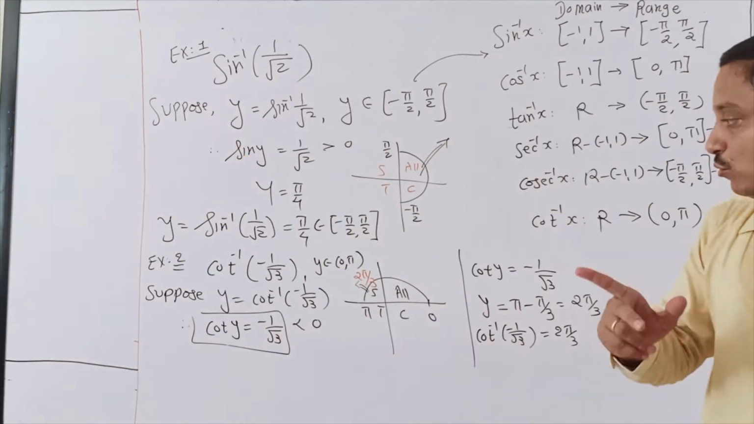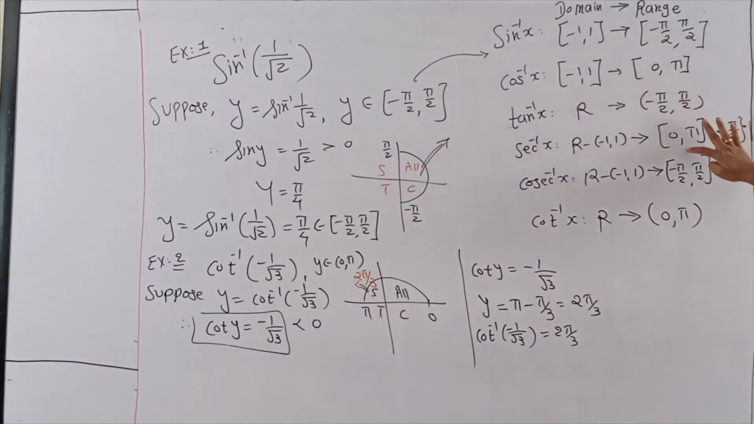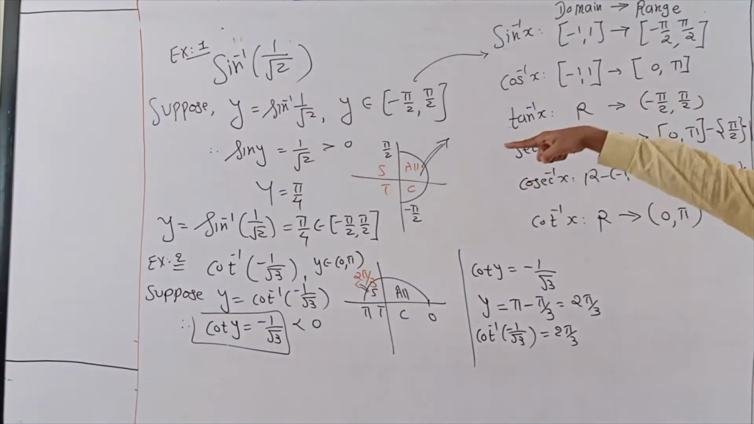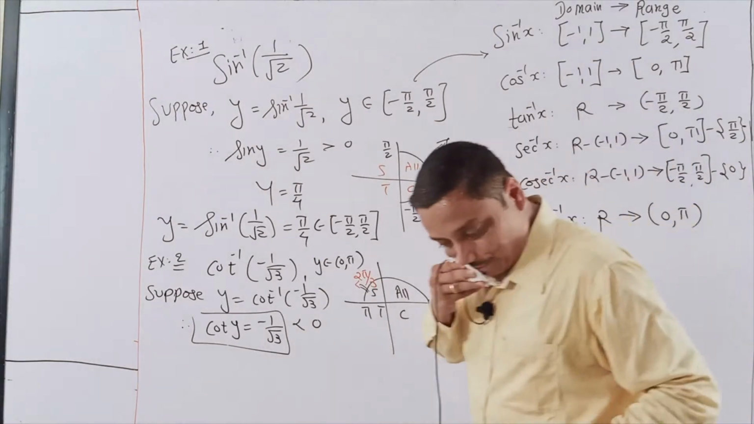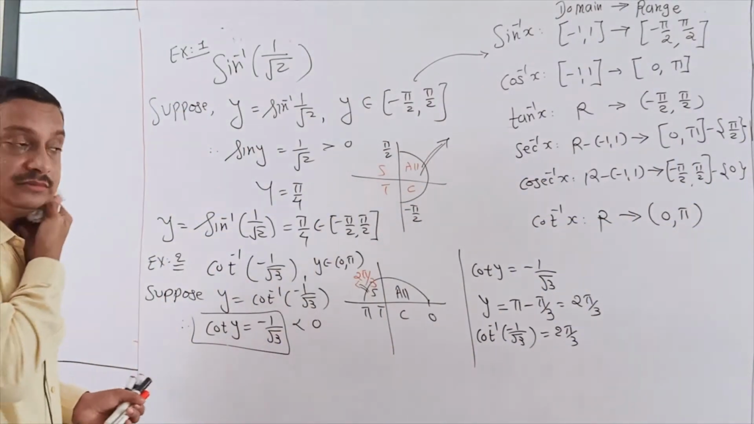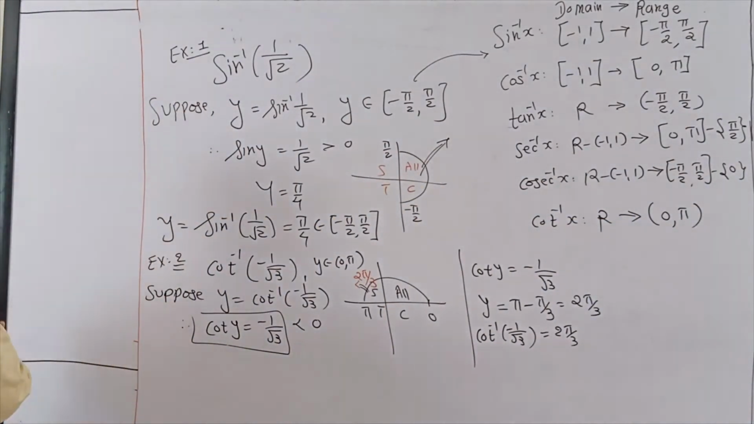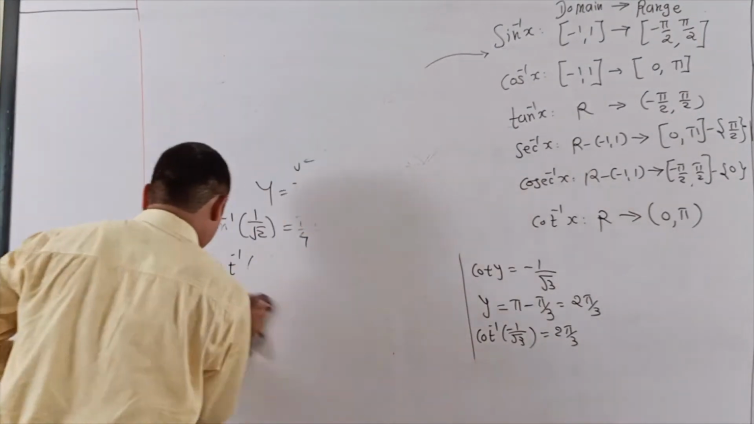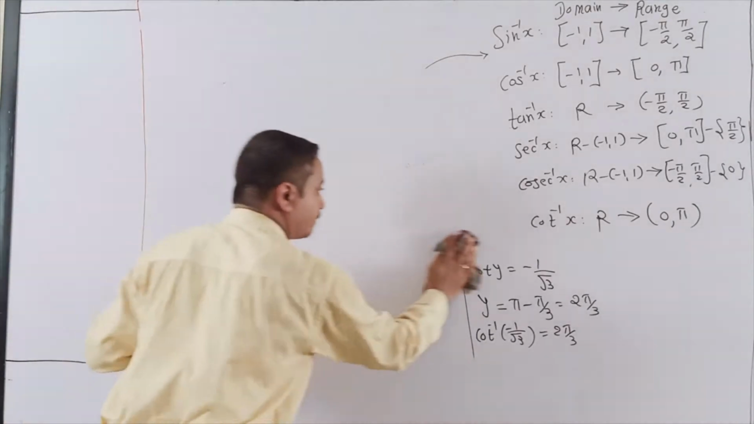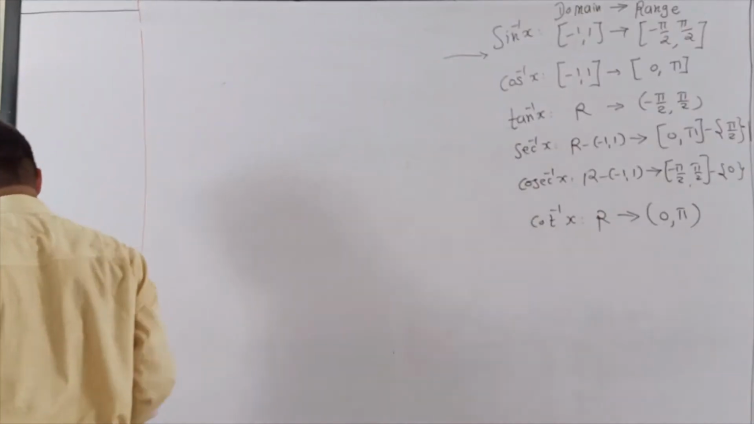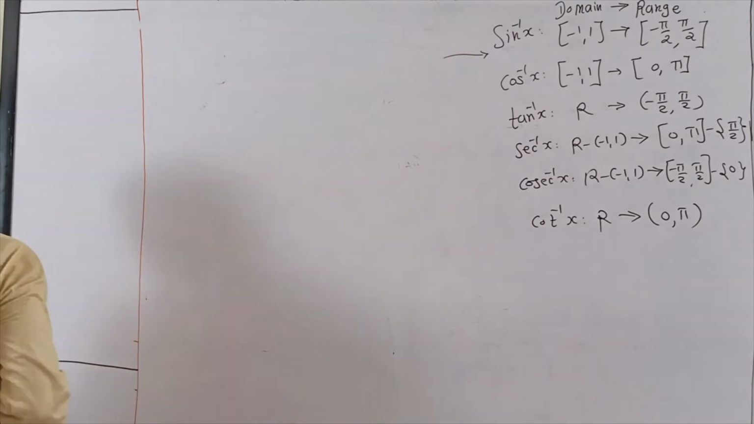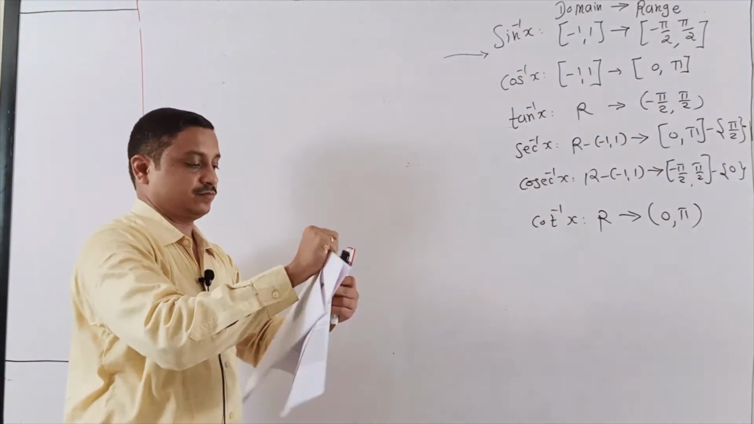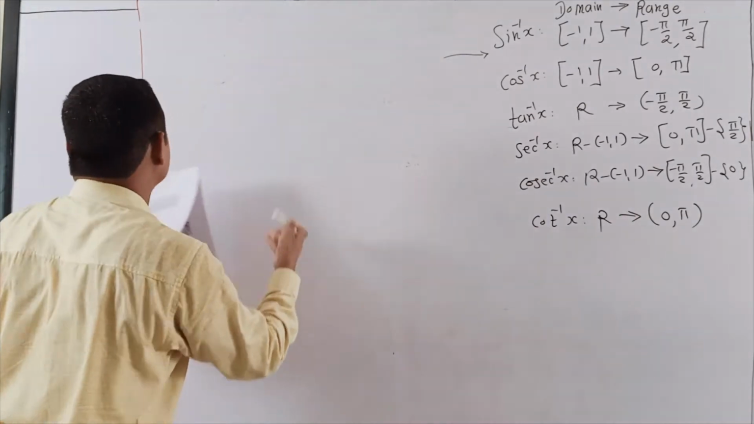Now students, one more time, repeat: the answer belonging to this range is necessary for every type of question in this chapter. Okay? Now I go to the exercise. Textbook exercise 2.1. First one.